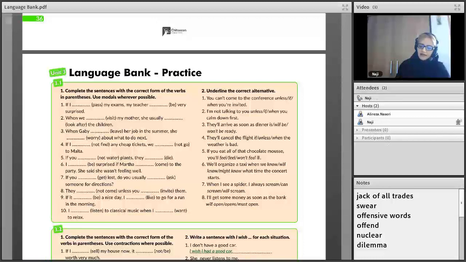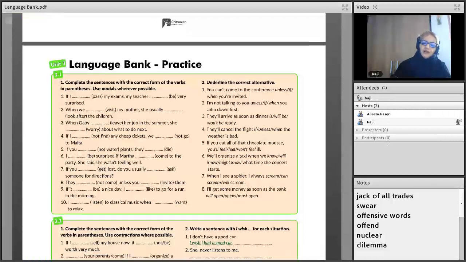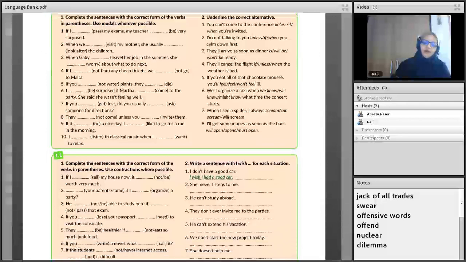Number 8, I'll get some money as soon as the bank opens. So as soon as is just like if. After as soon as we have simple form, and before that the main clause is with will. Again I emphasize that we can use the if clause and main clause interchangeably. First the if clause, then the consequence, then we use a comma. If we use the consequence first, then the if clause, in this case we don't need to use any commas.